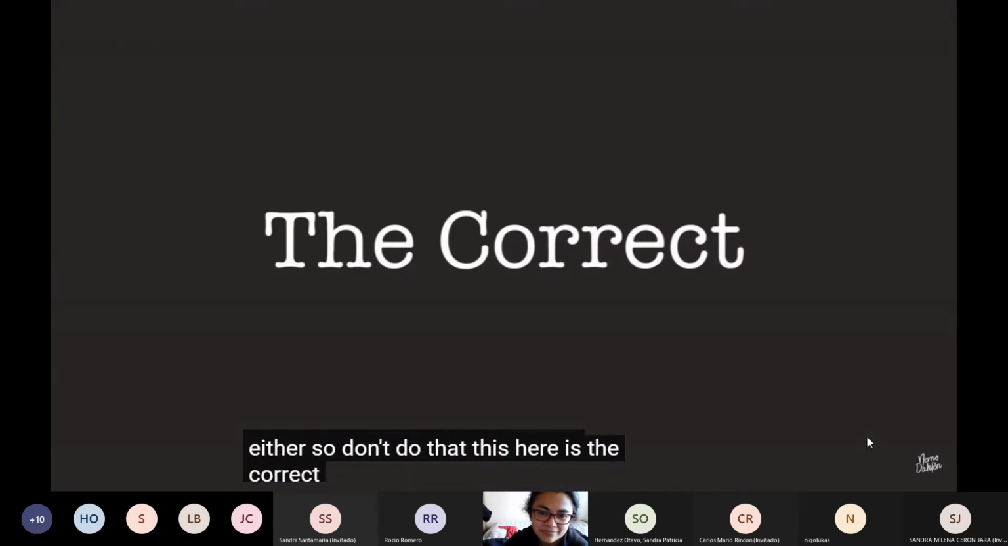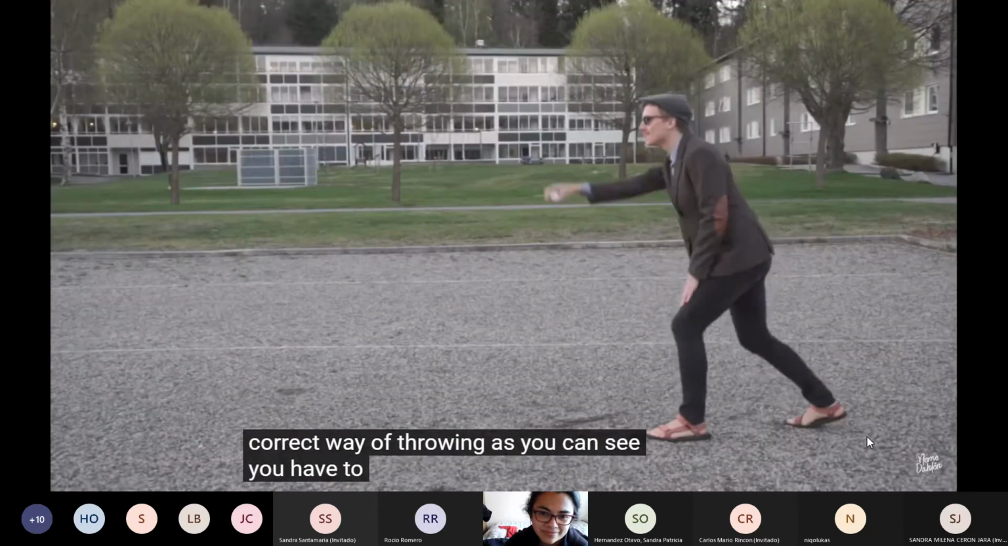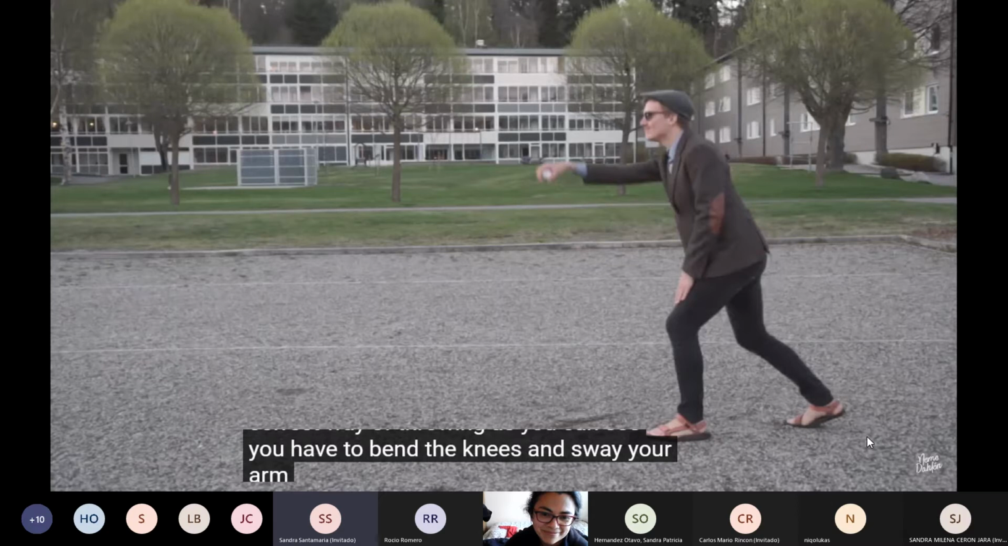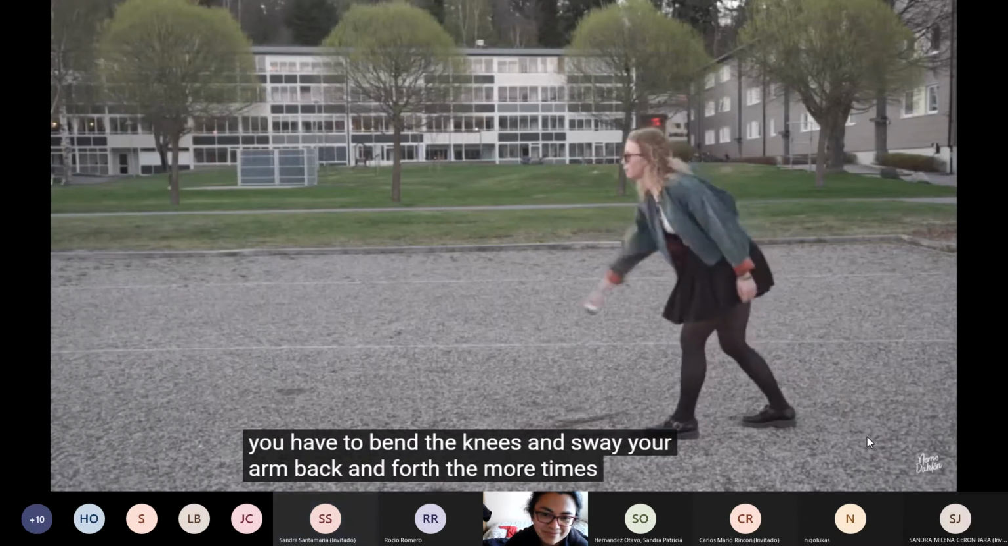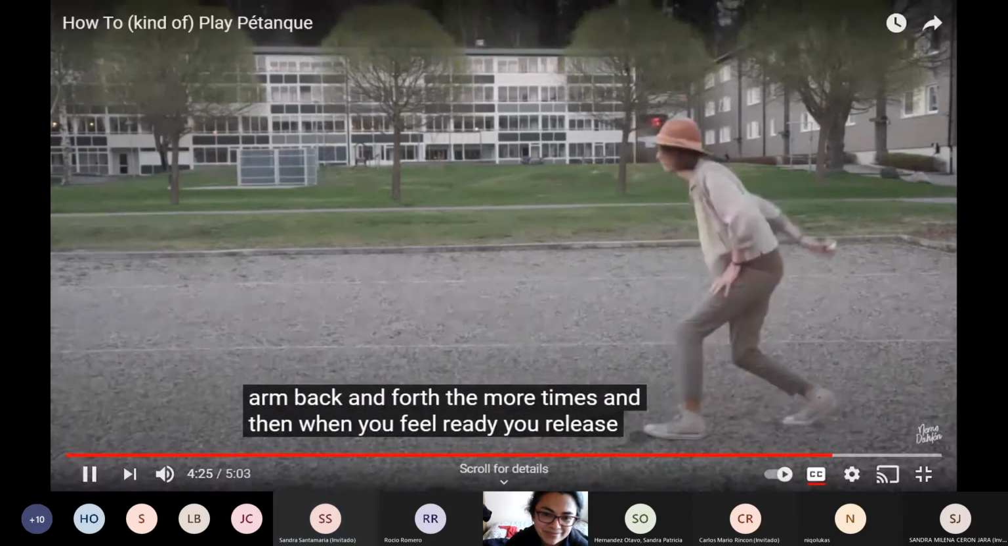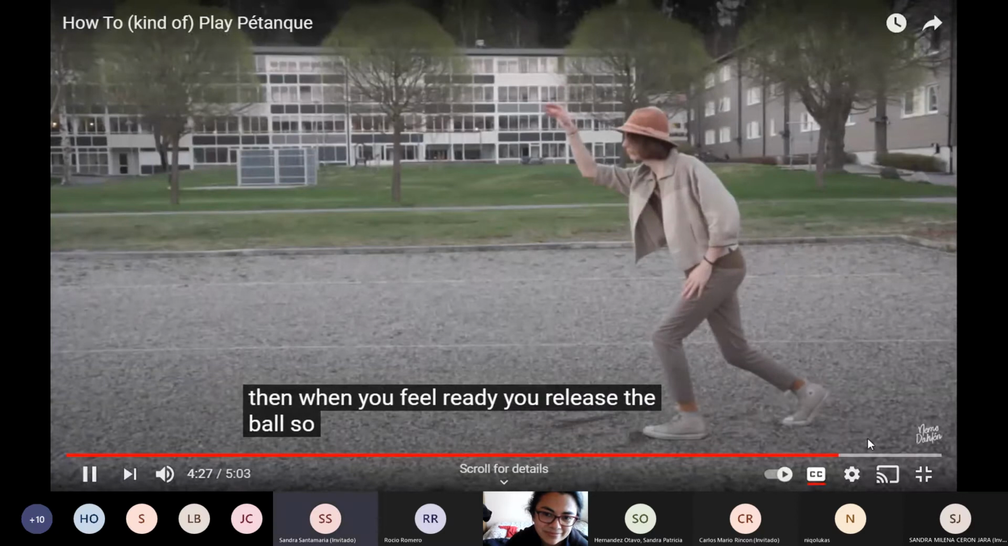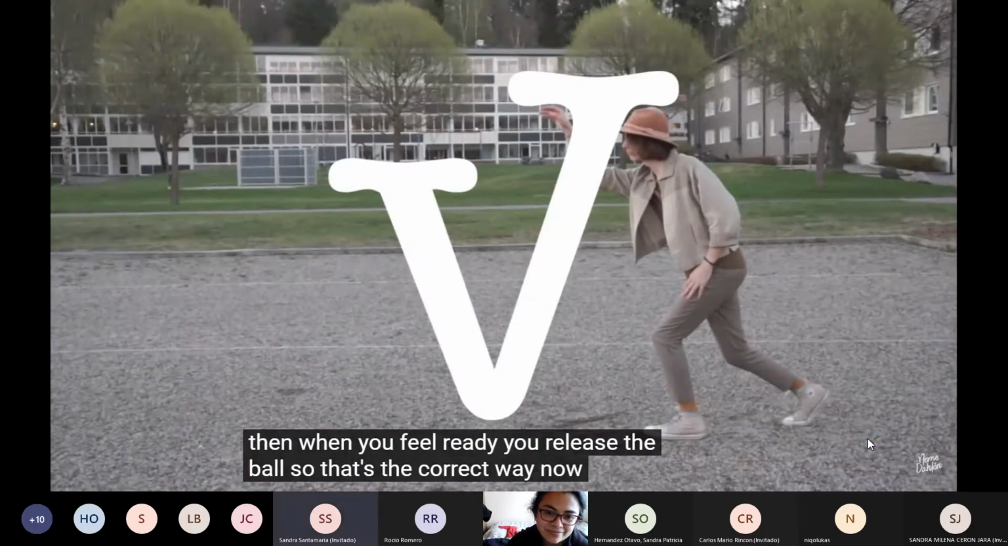This here is the correct way of throwing. As you can see, you have to bend the knees and sway your arm back and forth more times, and then when you feel ready, you release the ball. So that's the correct way.